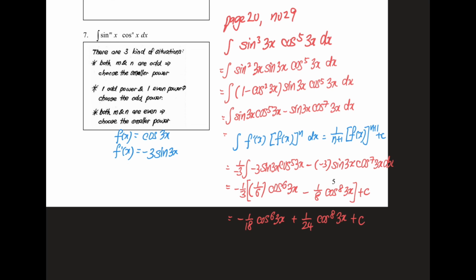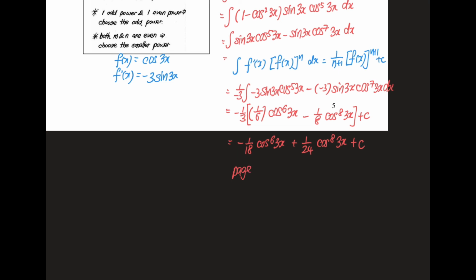Remember, if you have both trigo with odd power, take the smaller odd power and apply the odd power identity as in here. Change the sine square to 1 minus cos square. Now let's see one odd power and one even power. Basically, it's similar. You choose the odd power and then apply the odd power identity. Let's see one example.